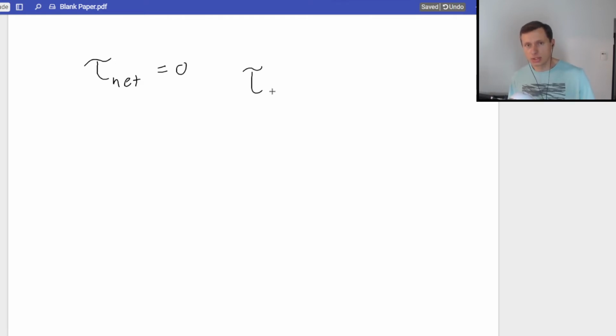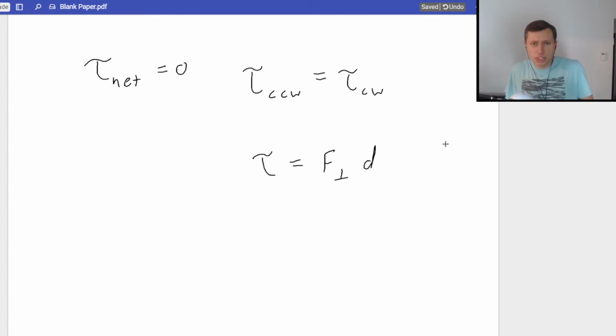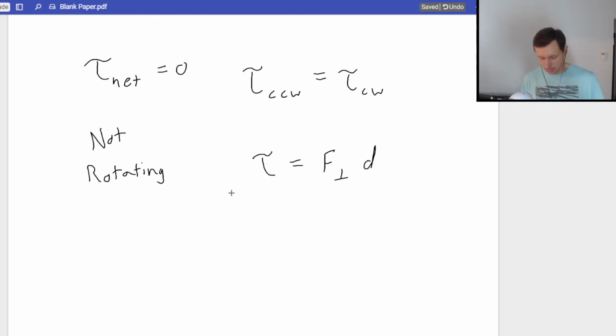In other words, the torques going counterclockwise are equal to the torques going clockwise, and we already know the definition of torque. It's force perpendicular times the distance. So between these three equations, we can pretty much solve any rotational equilibrium problem. And how do you know it's rotational equilibrium? These things are not rotating. They're held exactly in place. They're perfectly balanced. Okay, so let's look at the first one here.